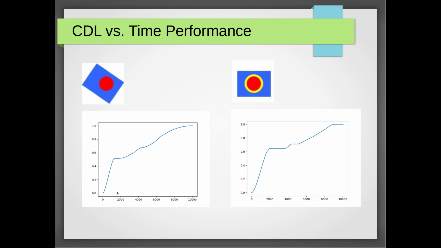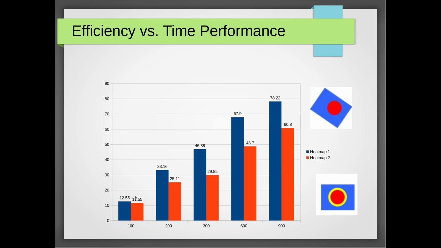Here's the CDL, so as we see over time, it targets the higher priority areas first and then tapers off. And likewise, we see that with the second graph as well. Here's the efficiency graph. So we see over time, both heat maps become more efficient. And slightly, the first one is a little bit more efficient, probably because when it's doing the rest of the search, it searches all these diagonal areas first rather than some of the zero probabilities out here.